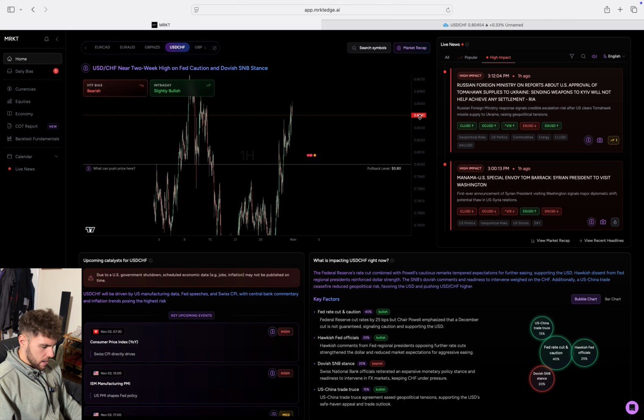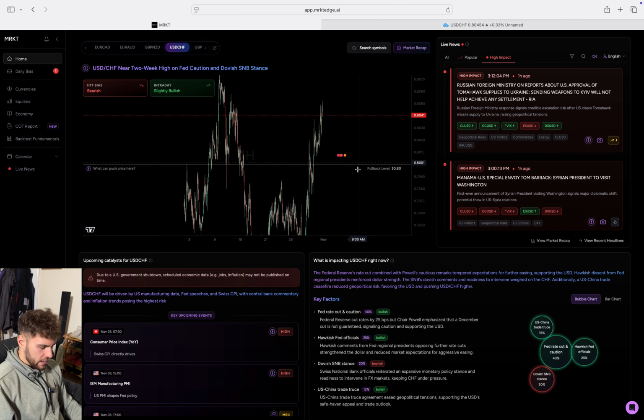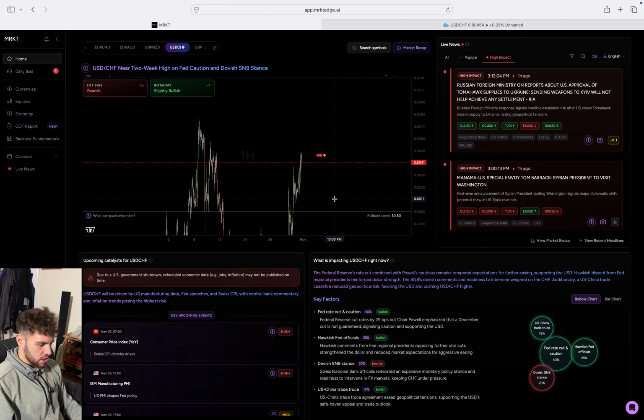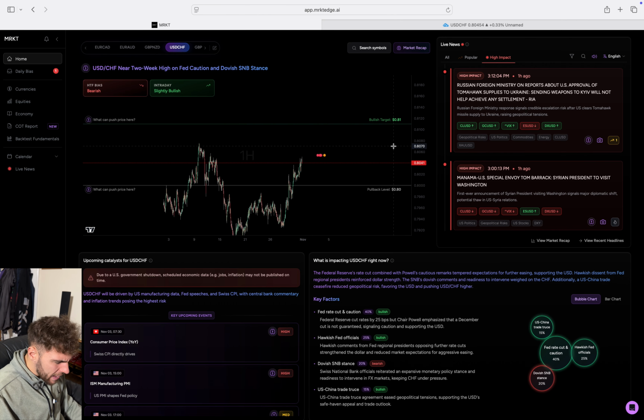But as you can see, Market AI is predicting a pullback level here of potentially where my entry point is, where we could potentially go up, or we have the bullish target there of 0.8110.